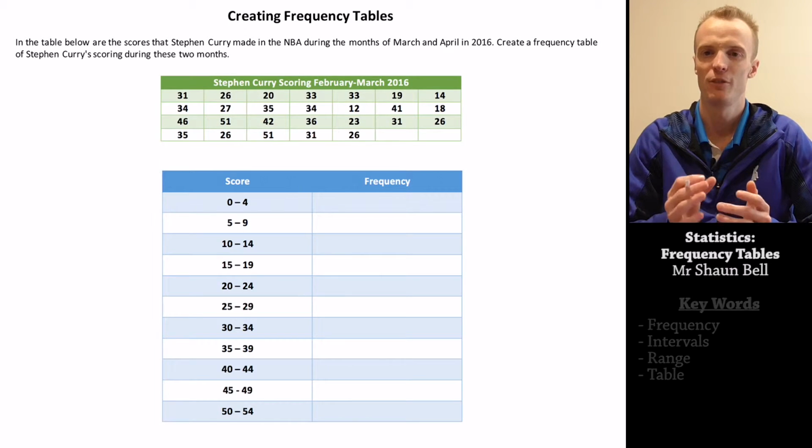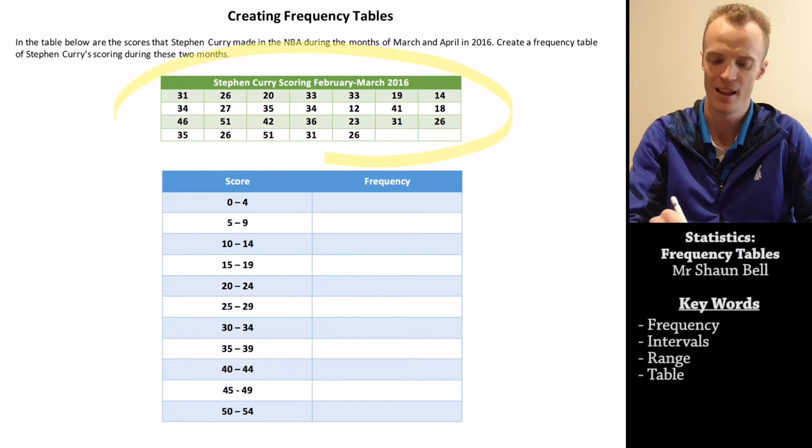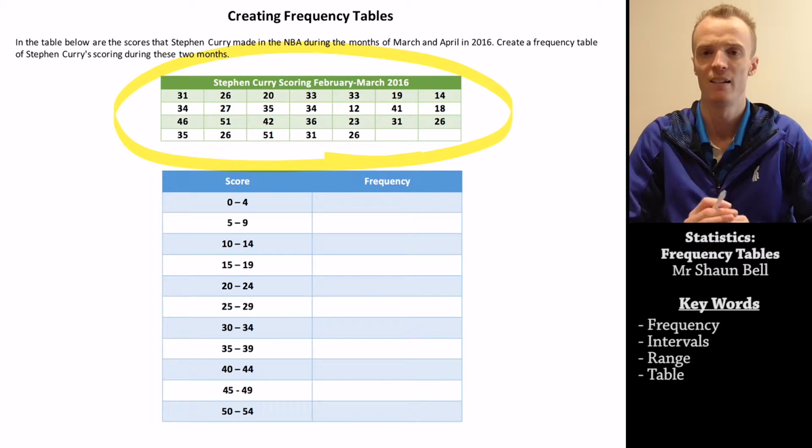Now, to help us through understanding how we create a frequency table, I've got some statistics from the NBA. More specifically, I've got Steph Curry's scoring between February and March of the 2016 season. As you can see here, how the stats are currently displayed is very messy and it's really hard to make any sort of interpretation from that data. So what I'm going to do is organise this data into what's known as a frequency table.